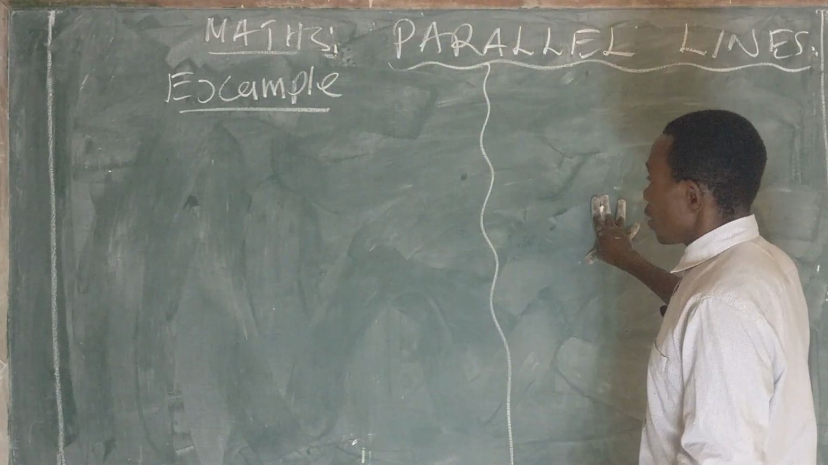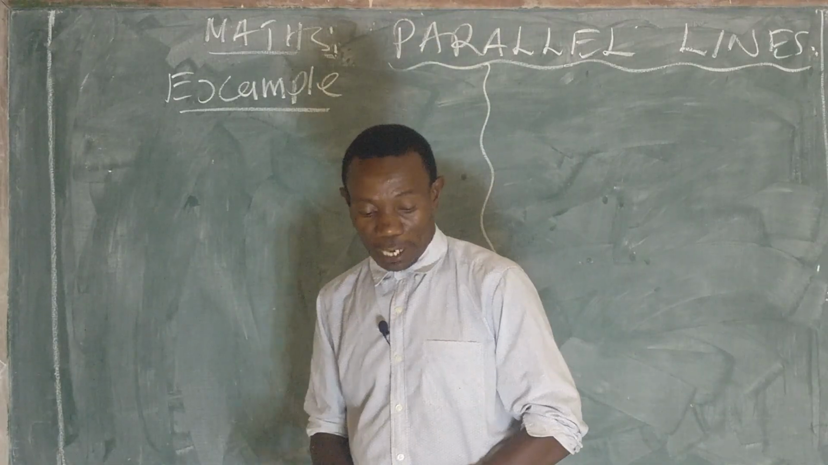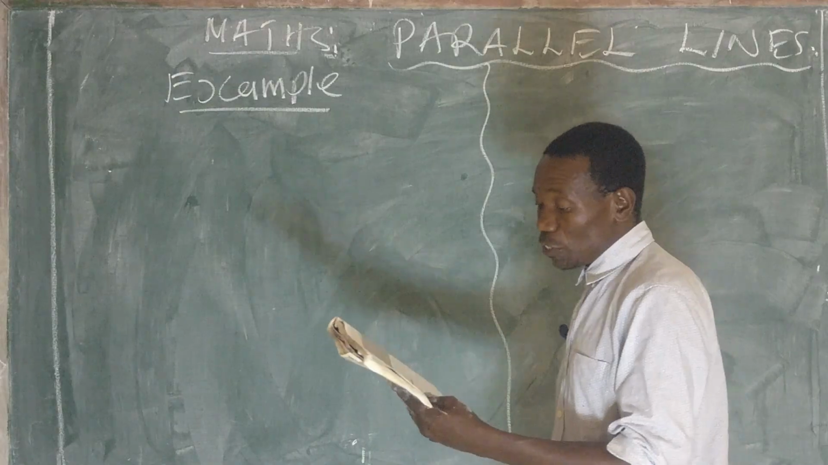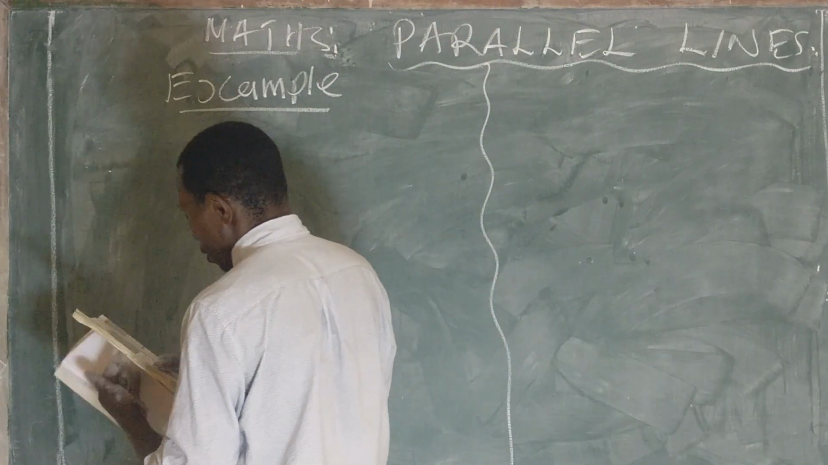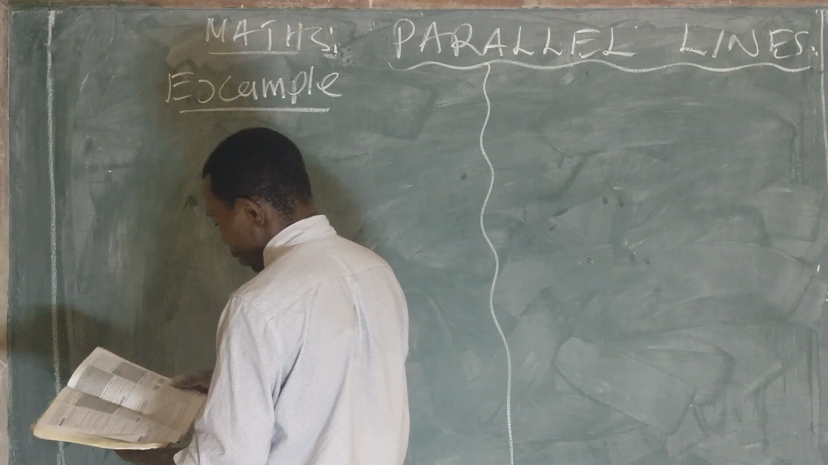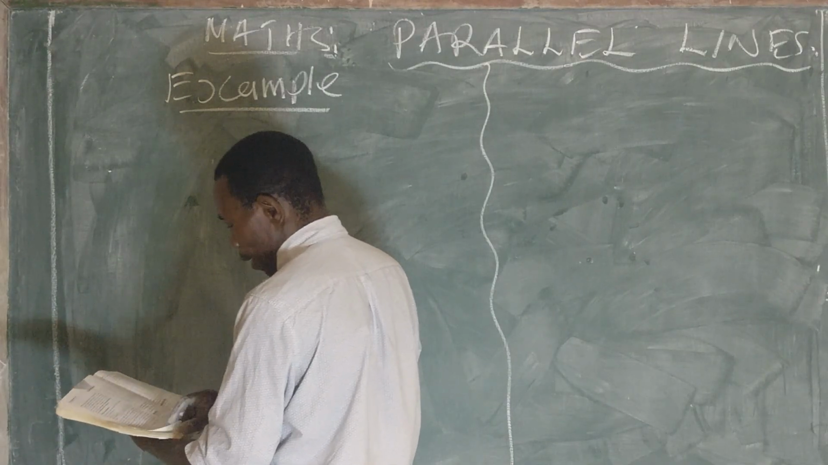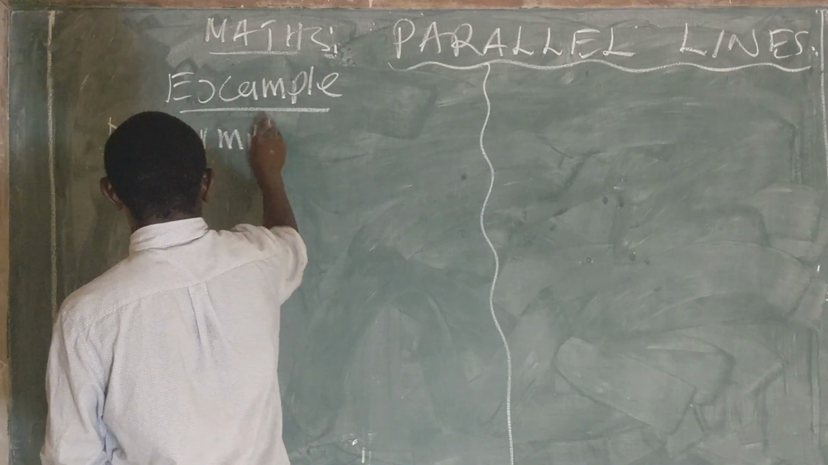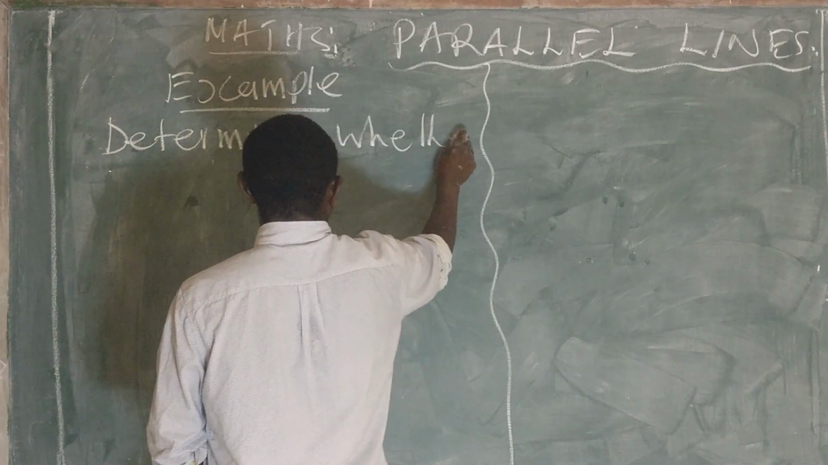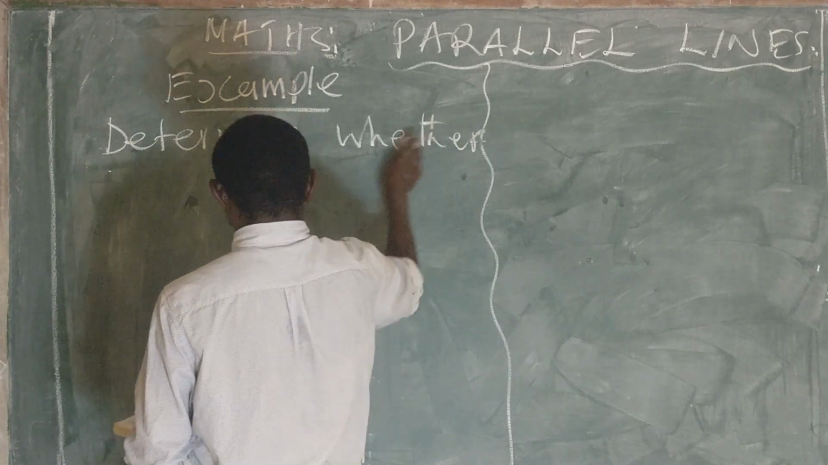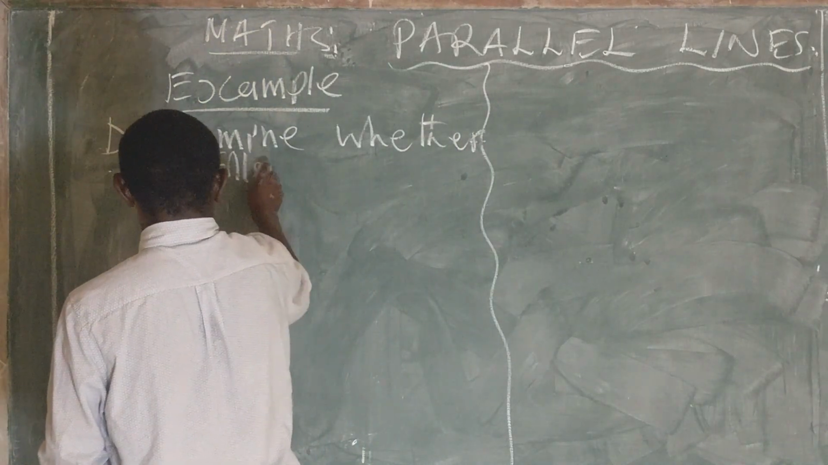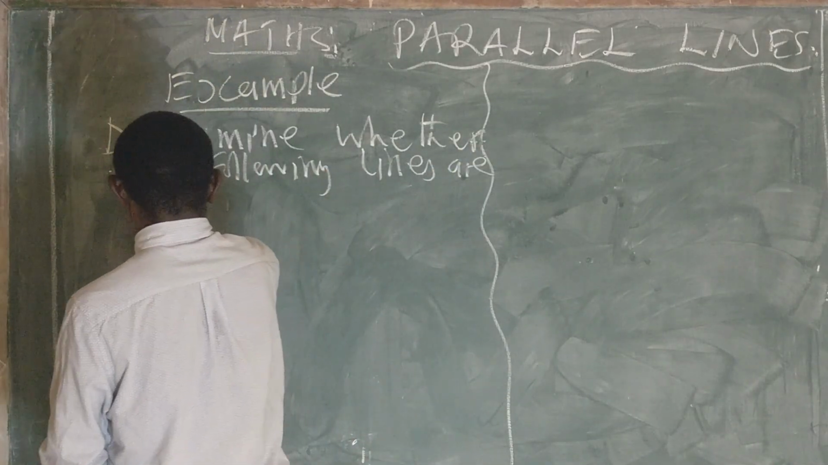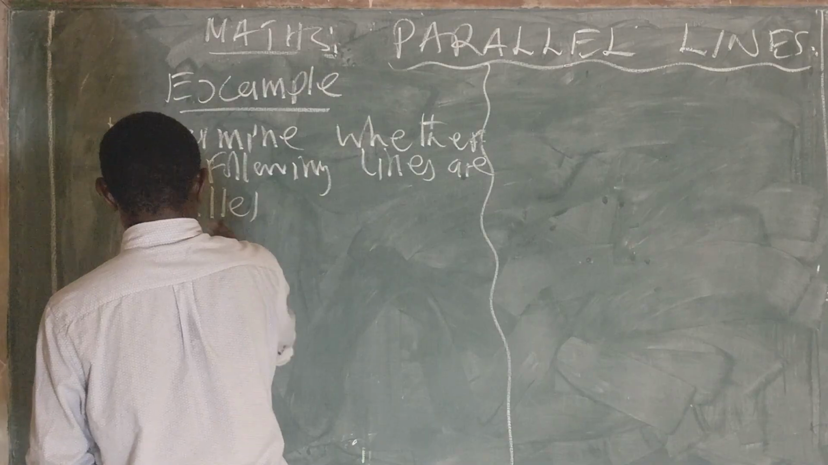Lines with the same gradient are parallel. What if we are given the following pairs of lines? Are the following lines parallel to each other? Let's have this problem and determine if the following lines are parallel. The example goes like this: determine whether the following lines are parallel or not.